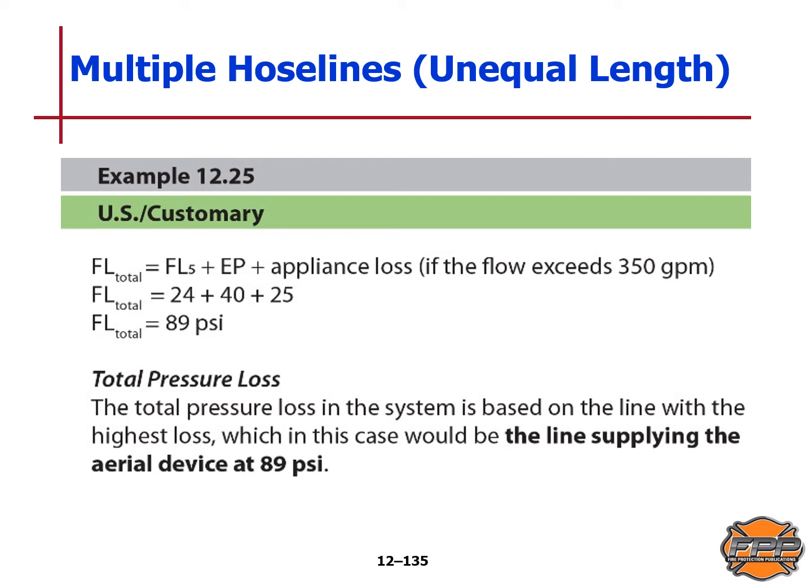The friction loss total equals the friction loss 5 plus the elevation pressure plus the appliance loss if the flow exceeds 350 gallons per minute. So that gives us a friction loss total of 24 plus 40 plus 25. So our friction loss total comes to 89 psi. Our total pressure loss in the system is based on the line with the highest loss, which in this case would be the line supplying the aerial device at 89 psi.